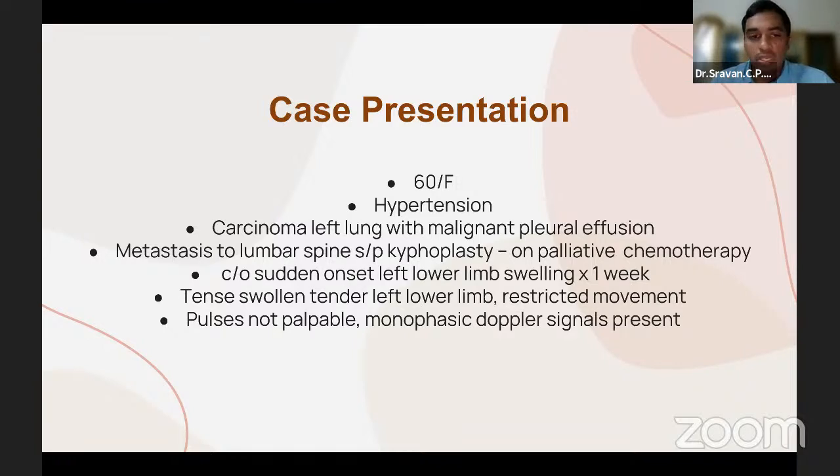When she came to me, she had a history of 1 week of sudden onset left lower limb swelling. On examination, it was a very tense, swollen left lower limb with a lot of restricted movement. The dorsalis pedis and posterior tibial pulses were not palpable, and only monophasic Doppler signals were present. No arterial components.